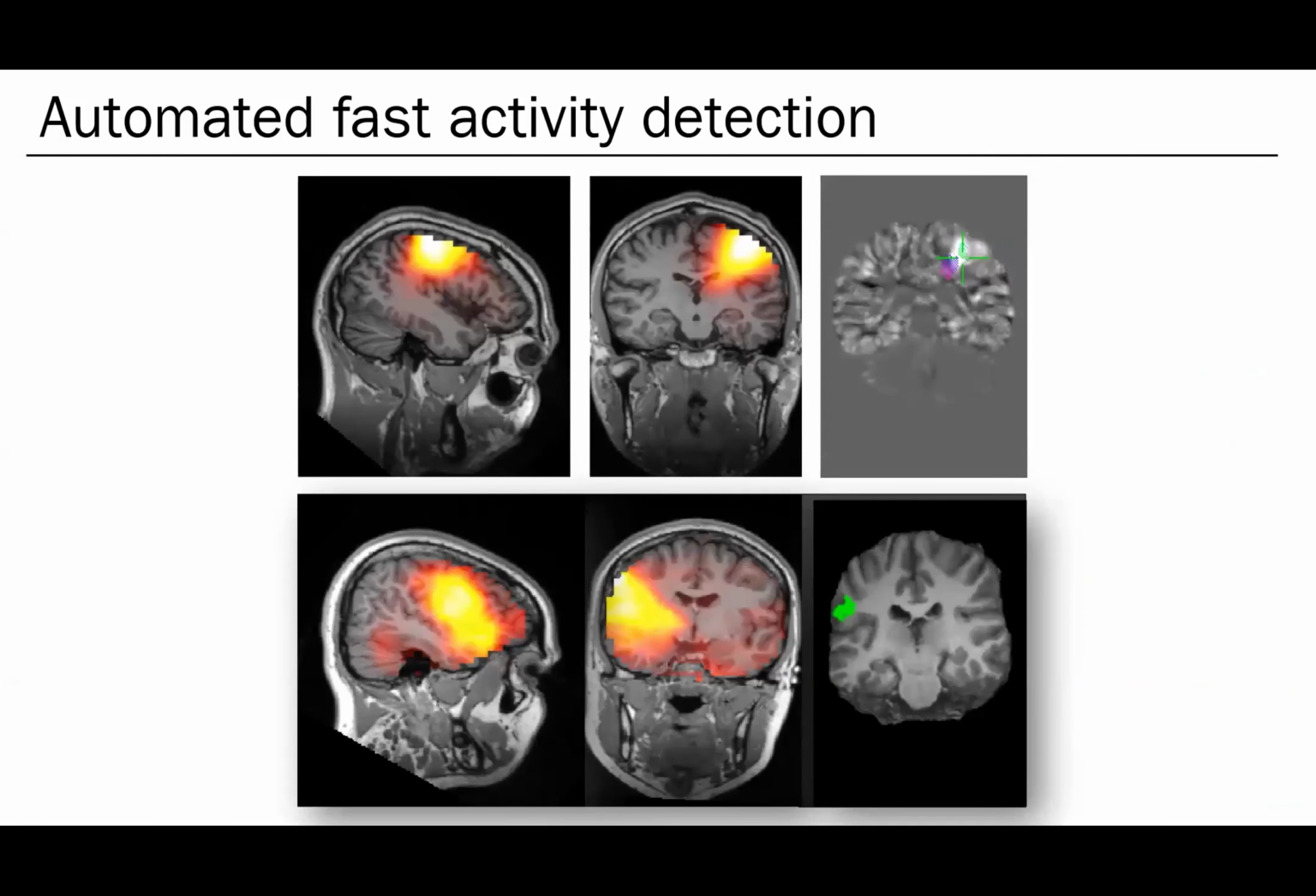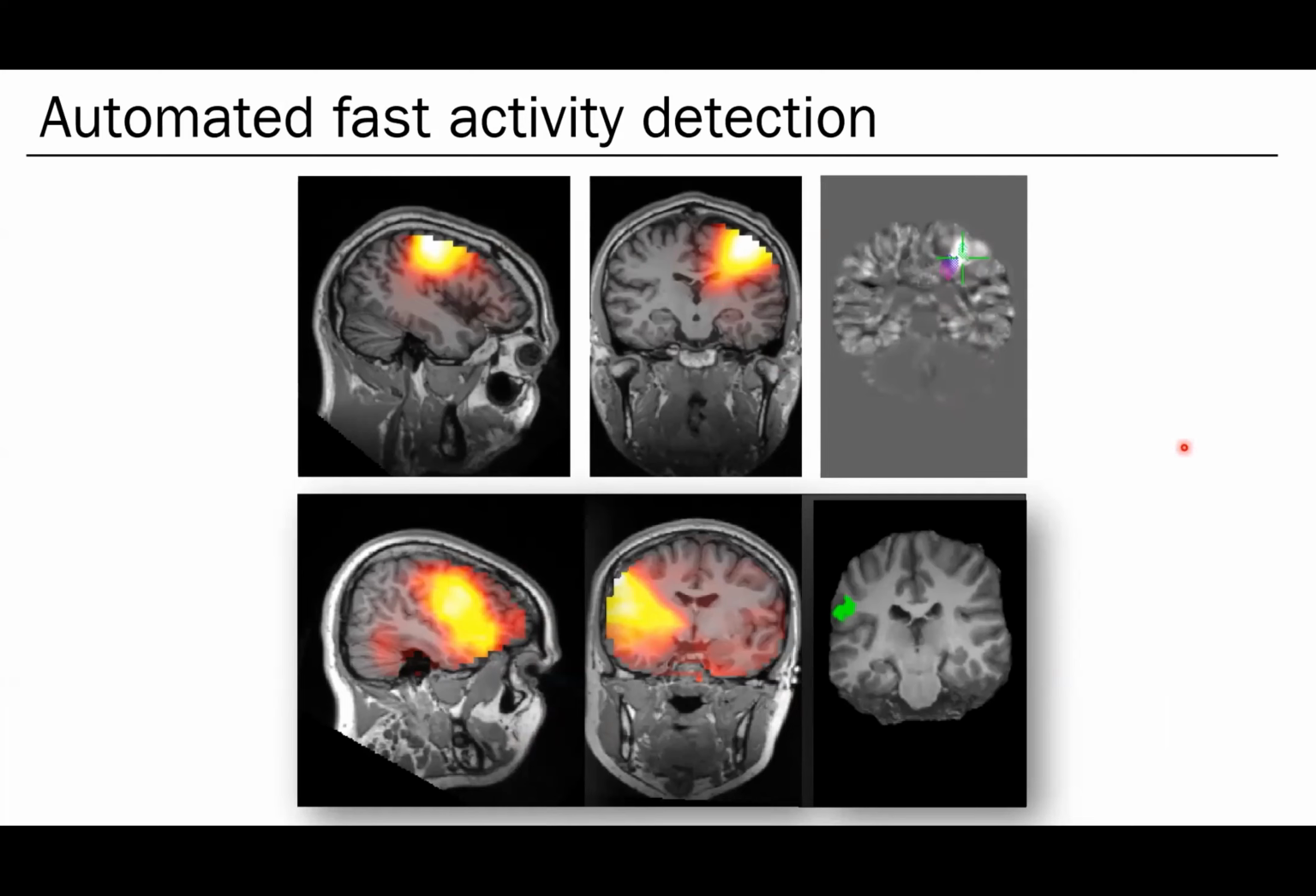This is our implementation of an automated fast activity detection in patients with epilepsy. These are just two examples of what that looks like. Again, patients with focal cortical dysplasias. Again, voxel-based morphometry showing the FCD right here. You see dipole localizations right here, and this is the corresponding localization of fast activity in the high gamma and ripples band. In this case, with FCD, the area with fast activity is more smeared, more extended.